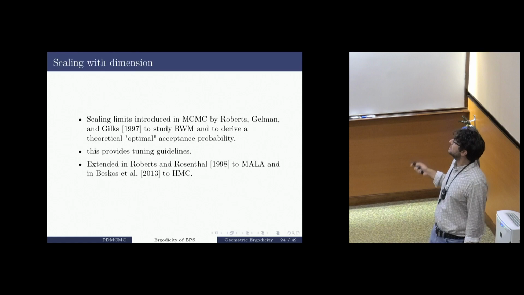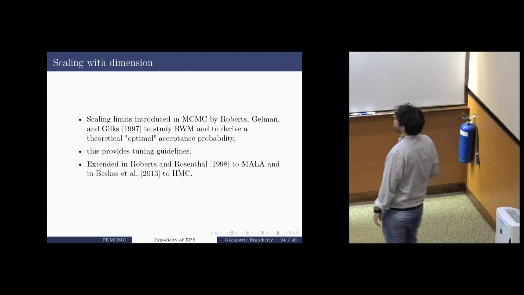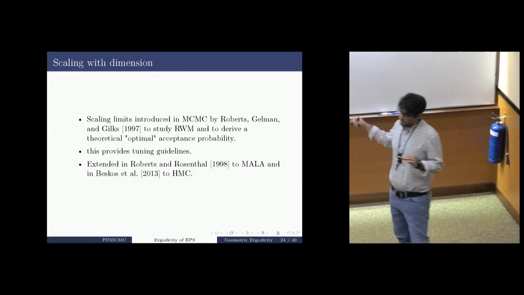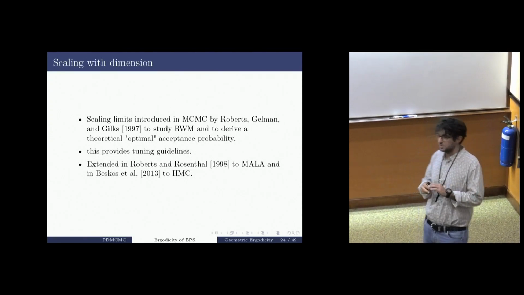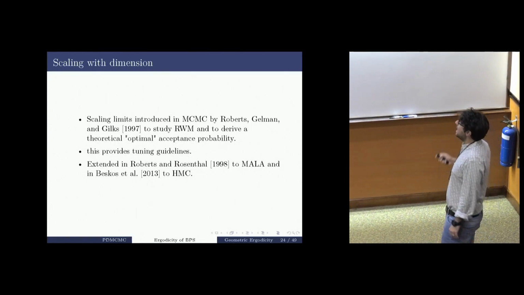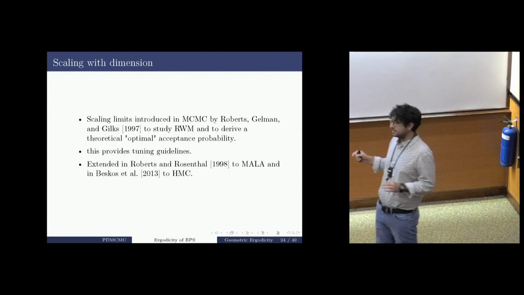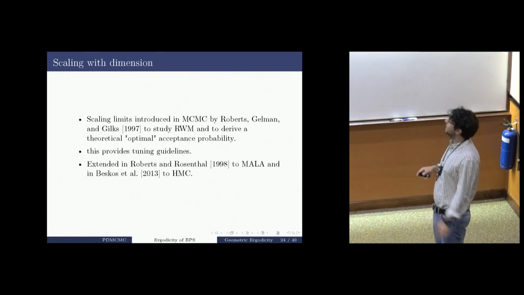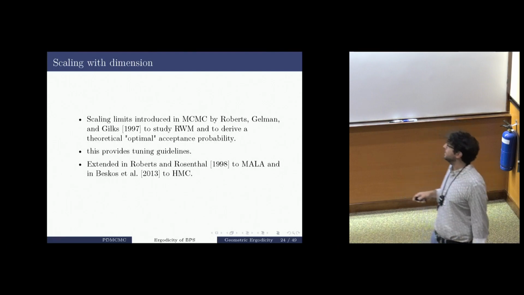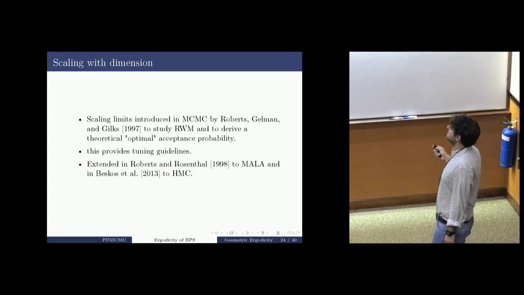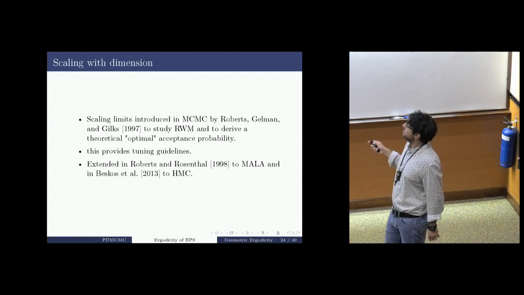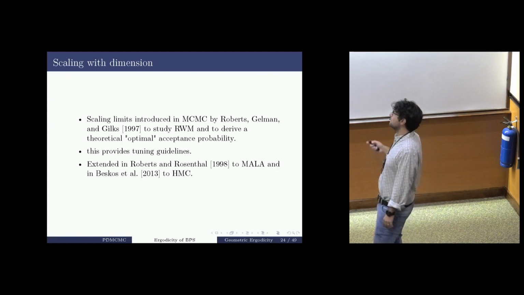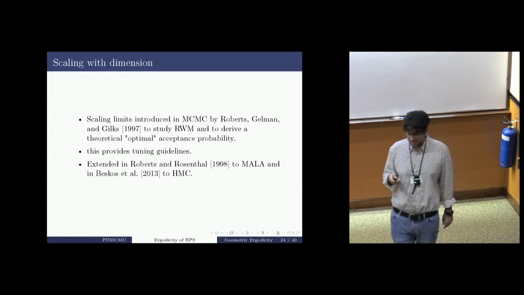So this is essentially now considered to be the first paper in this kind of topic. And so this studied random walk Metropolis. And essentially, you study it in high dimensions, under either some factorization assumptions or some weak dependence assumptions. And essentially, you derive a theoretically optimal acceptance probability, and therefore, you can use it to provide a tuning guideline. And it's also been done for the MALA algorithm by Gareth Roberts and Jeffrey Rosenthal, and by Beskos and co-authors in 2013 for HMC.